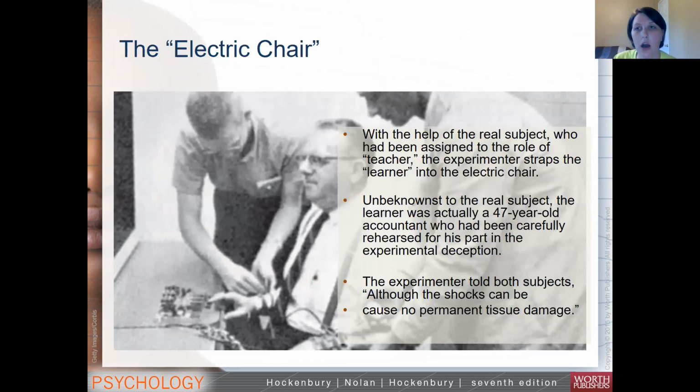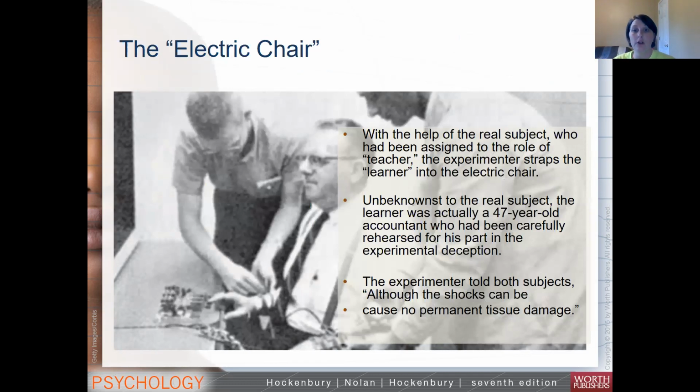And as they go up in the shocks, the learner gets progressively more agitated. The teacher hears them, and at the point where the shocks become dangerous, there are marks on the electric grid that say dangerous, could cause death, could cause harm, or XXX, right? The person starts getting more agitated. The recording says, oh, I have a heart condition. Oh, I can't. Oh, that hurts. And at one point the learner sounds like they have become unconscious. The teacher's job is to continually administer shocks whenever the learner doesn't engage or says the wrong thing or is not doing what they're supposed to.